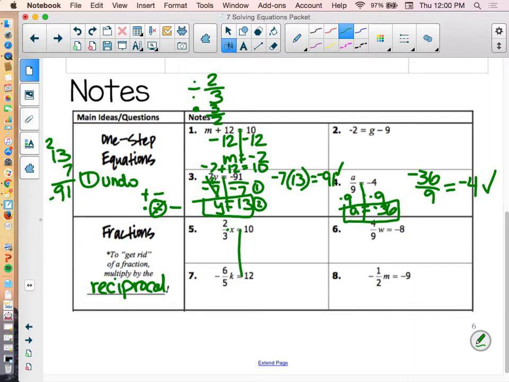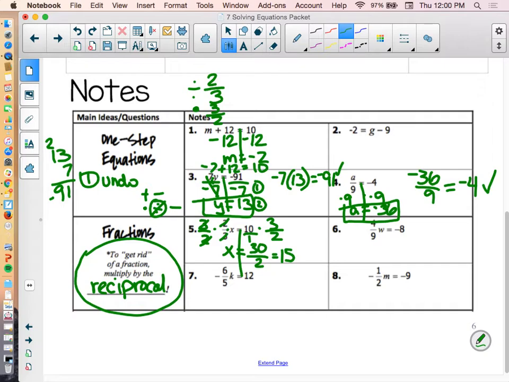And that's what this little note says right here. To get rid of a fraction, you multiply by the reciprocal. And you can see right there that these numbers are going to cancel out, which is what we want. So we multiply this side also by 3/2. And then we have x equals, and remember this is 10 over 1. So 3 times 10 is 30, 2 times 1 is 2, and that's equal to 15.